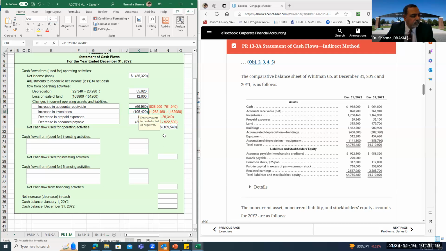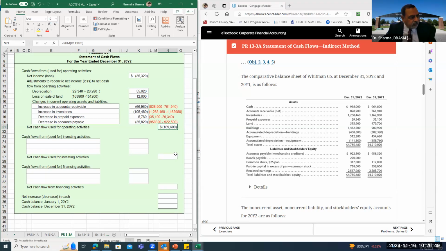Okay, that doesn't look good. Okay, let's see. This was increase in inventory. Increase in inventory was 1,268,460. I think I missed that 60 here. Yes. Okay, now I think I'm good. 105,480, 5,760, and 35,820, and 169,600.